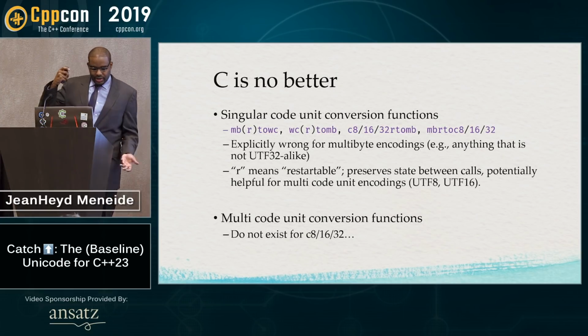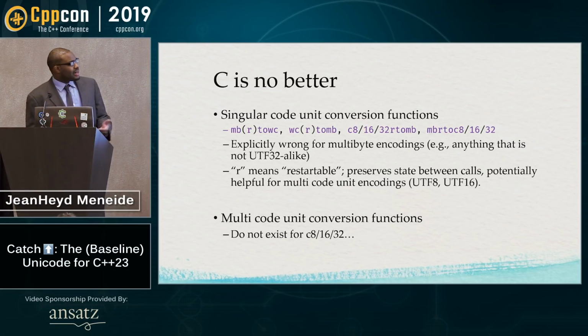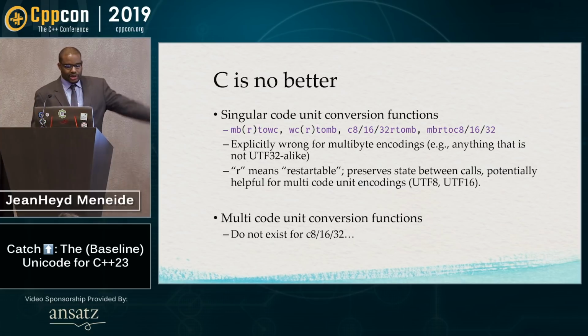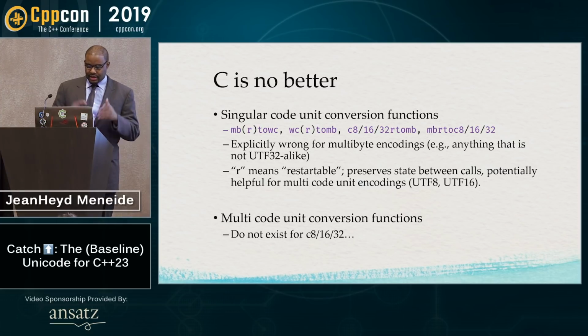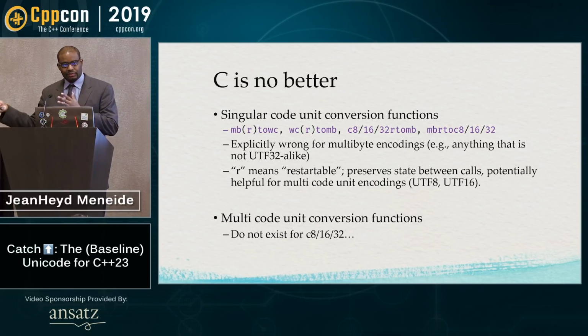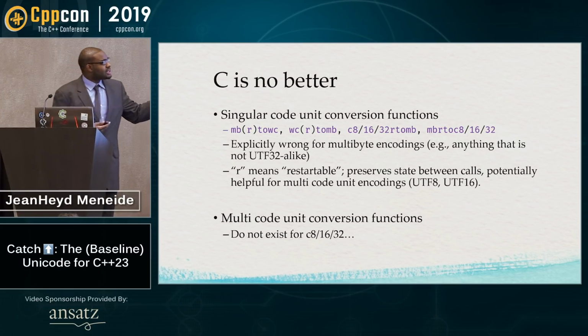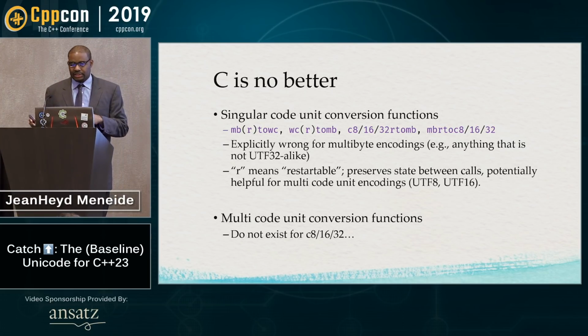And so, C really isn't any better. We have singular code unit conversion functions, but the problem with those is that a lot of them assume that one input is kind of equivalent to one output. And so anything that's not UTF-32, like wchar_t like I was talking about before, is basically wrong. The R in some of these functions means that they are restartable functions, and what that means is that they have an extra state parameter where they can store some extra stuff.